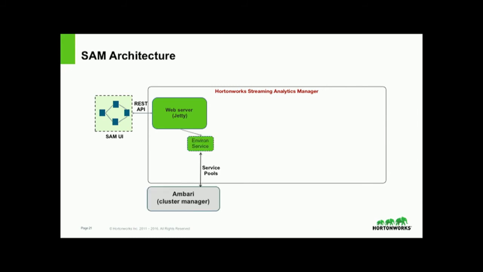As you saw in the demo, you typically start out by building a service pool. SAM interacts with the environment service module to pull out the service pool information from Ambari. SAM also talks with the schema registry client to pull out the schema info. This is the schema that comes up when you choose the Kafka topic in the source.